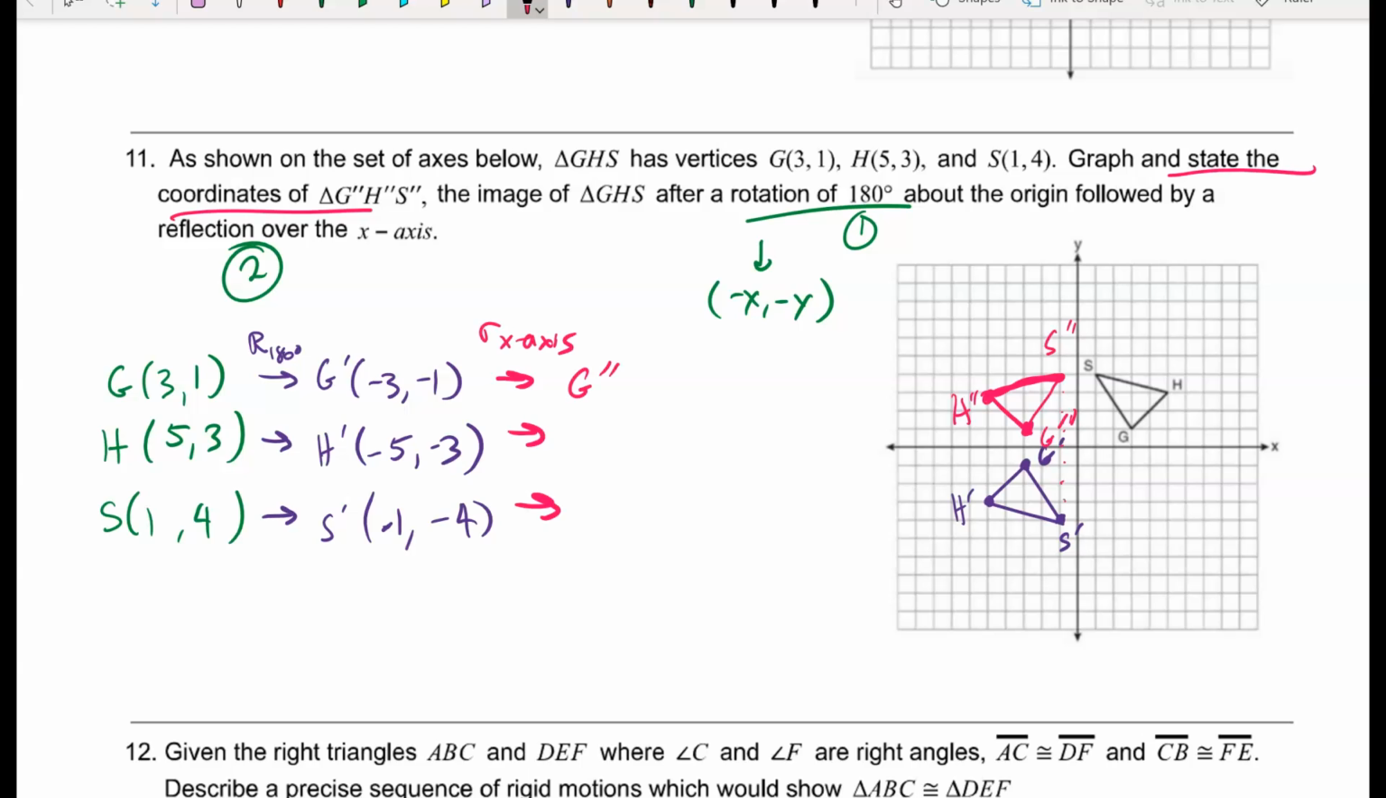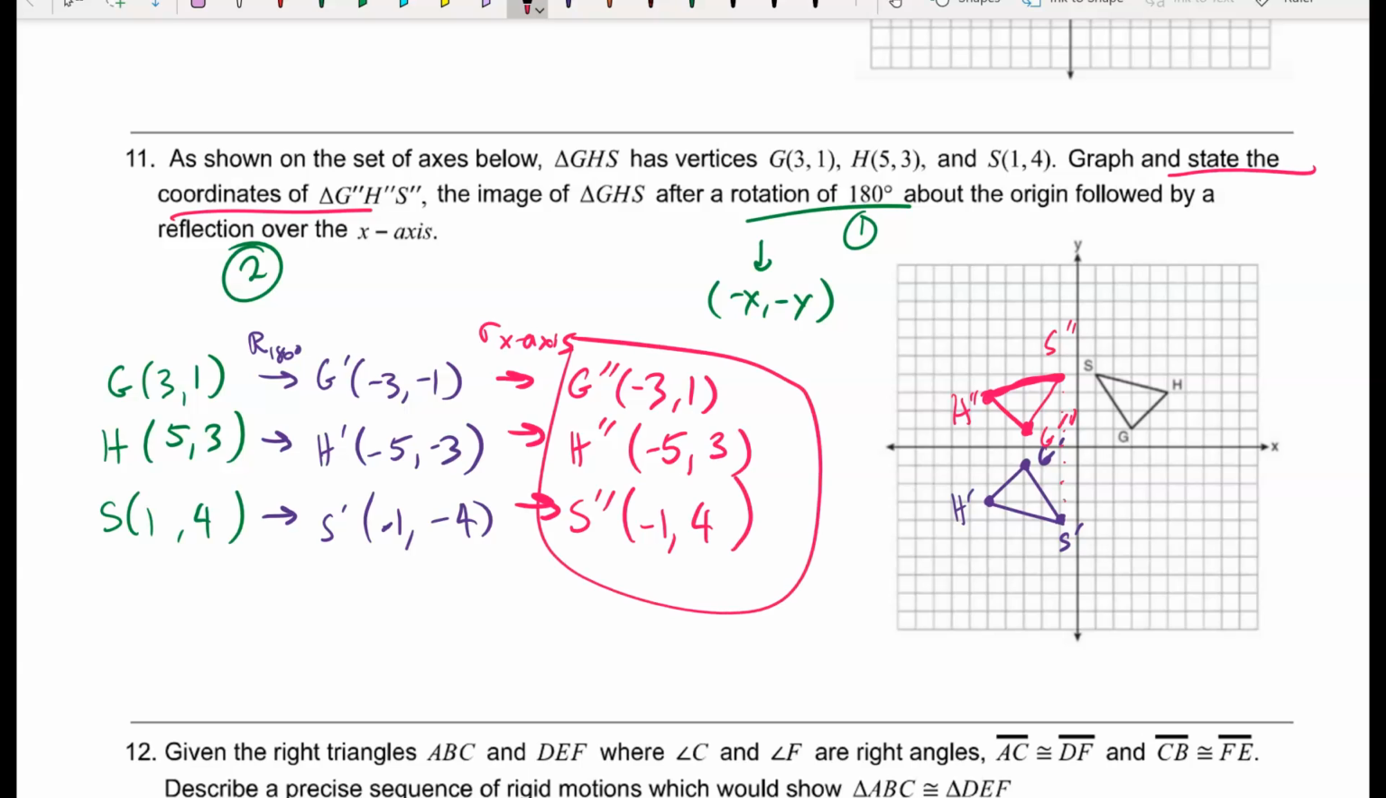So if I'm counting, I see G double prime here is just -3, 1. H double prime here is -5, 3. And S double prime is just -1, 4. So my final answer, that's part of it, me stating the coordinates, and the other part is me graphing it over there.